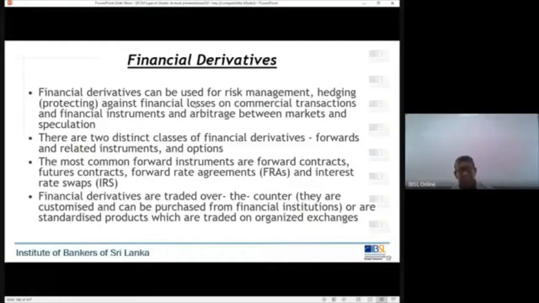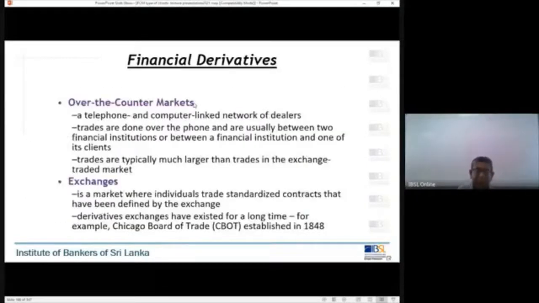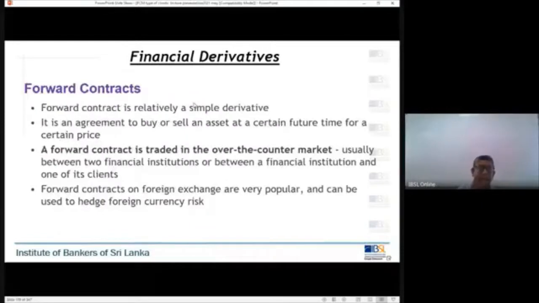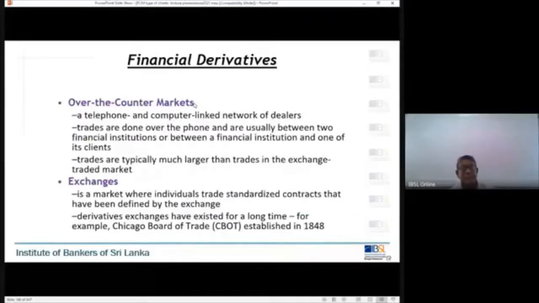Okay. There are three types of financial products like that. We call them financial papers. We usually call them, okay, there is something over the counter and exchange. First we learn what you mean by over the counter markets and exchanges.